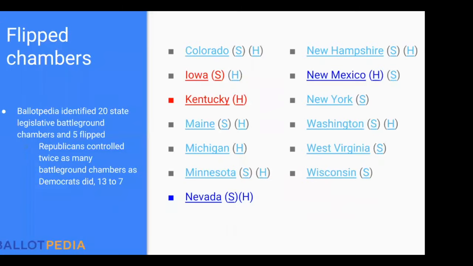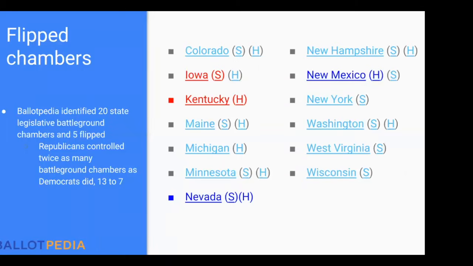So taking a closer look at those flipped chambers, a flipped chamber occurs when the partisan control of the state legislative chamber changes to the opposite party. Flips can also occur when the partisan control shifts to a tie or moves away from a tie. So in 2010, 21 chambers flipped. In 2012, 12 chambers flipped. And in 2014, there were 11 chambers that flipped.